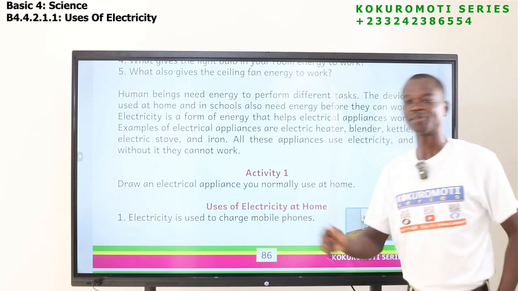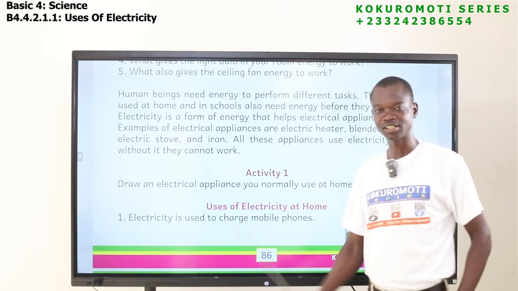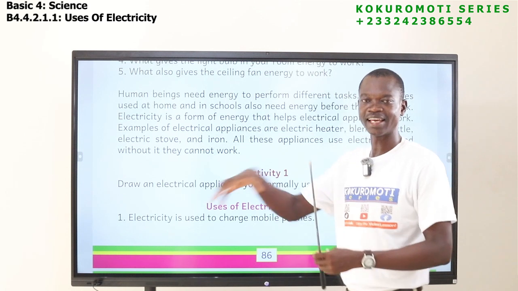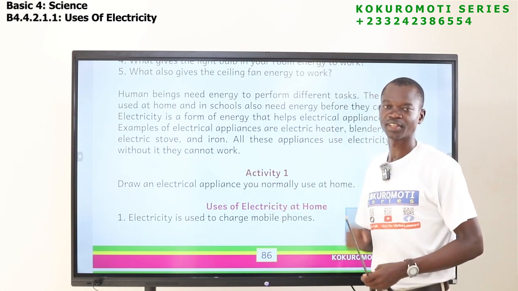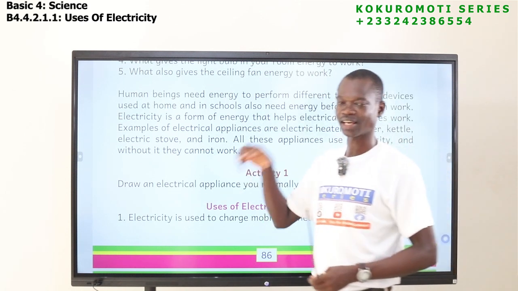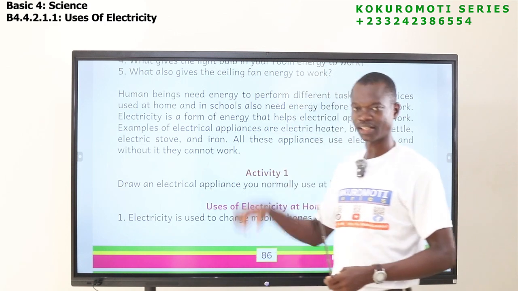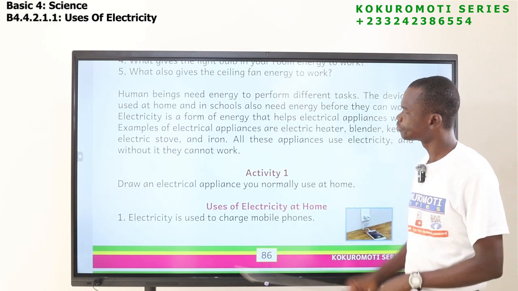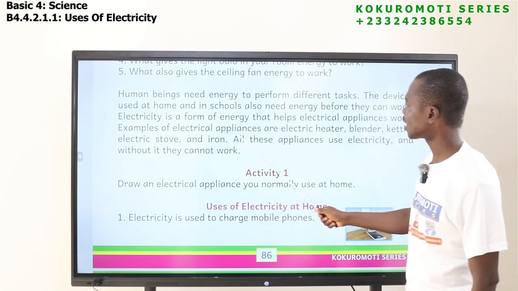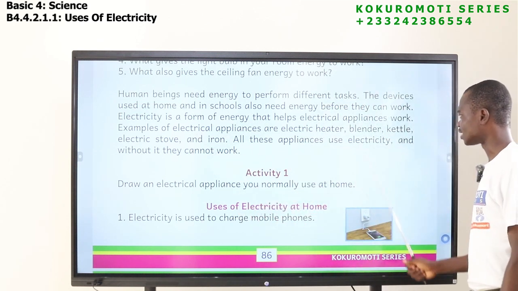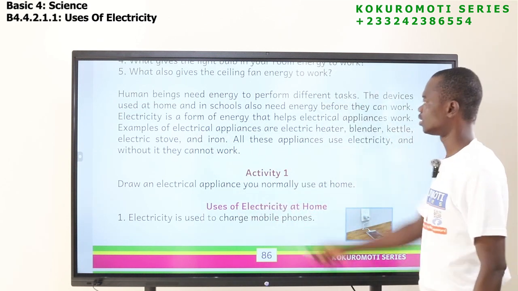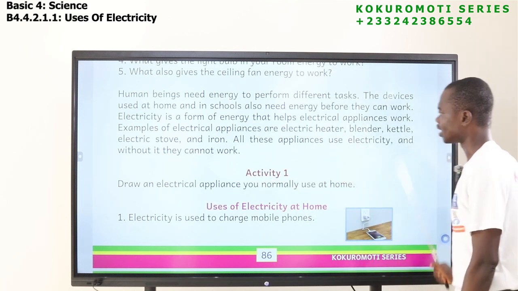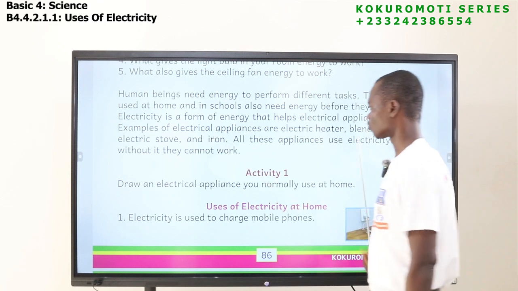So all electrical appliances need electricity before they can work because they get their energy from electricity. That's why we are saying it's a form of what? Energy. It's a form of energy. All electrical appliances get their energy from electricity. Examples of electrical appliances are electric heater, blender, kettle, electric stove, and iron. All these appliances use electricity, and without it they cannot work.